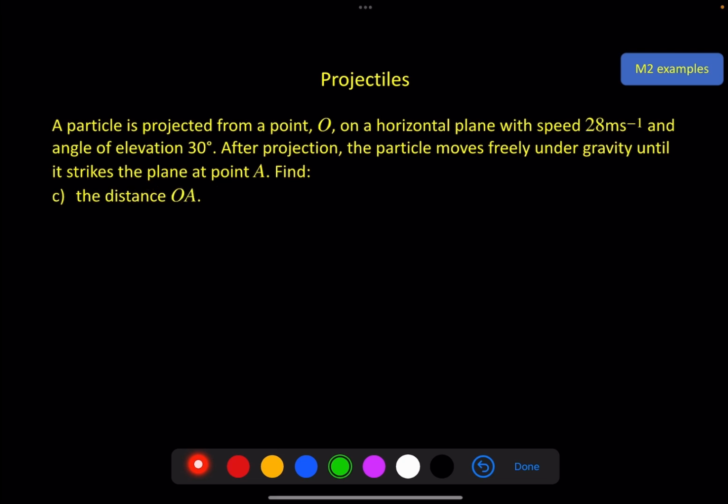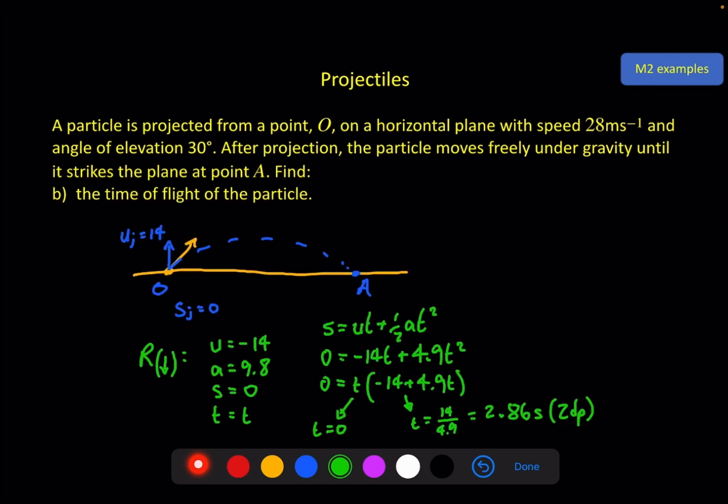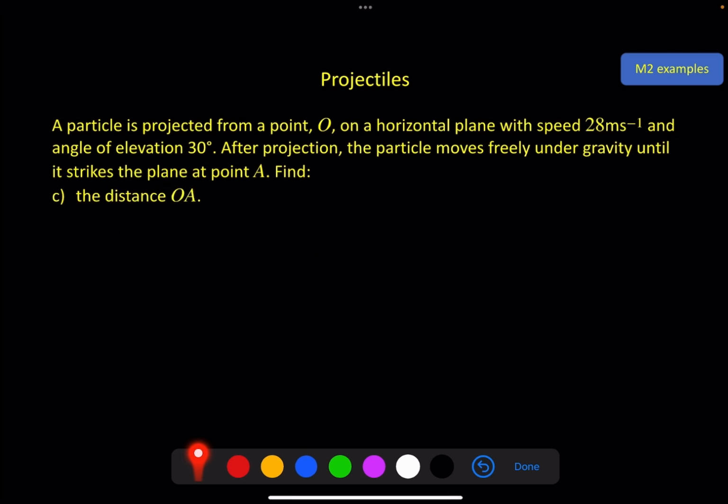Finally, part C wants the distance OA. Now here we've got the time. I will use the fraction value of 20 over 7 to keep an exact value for the t there. We're going to use that in this next part. So if I put on here t is equal to 20 over 7 seconds.